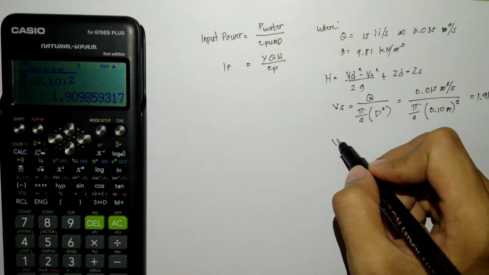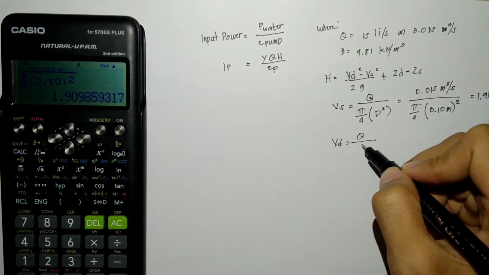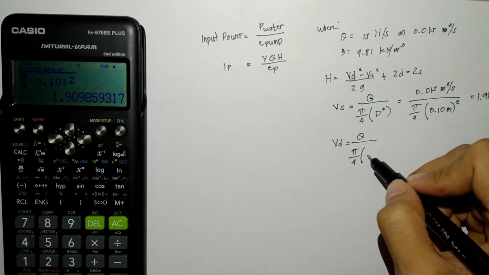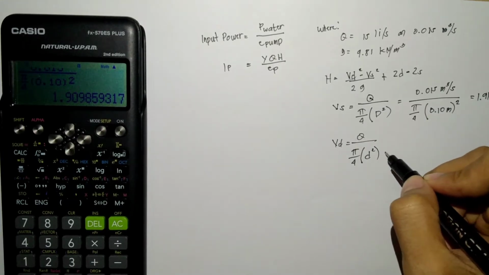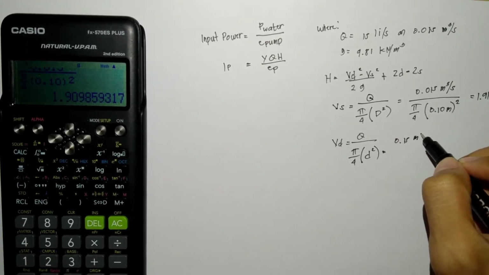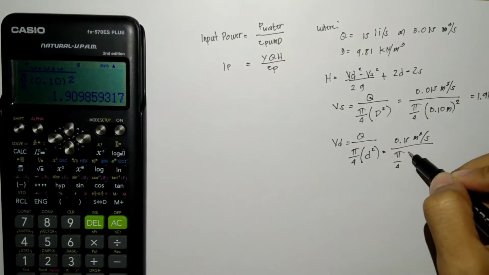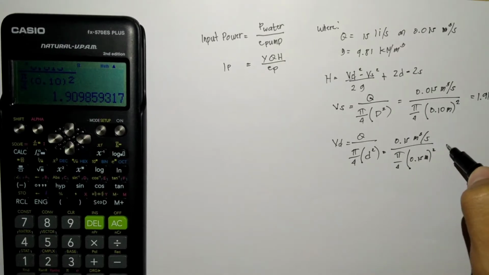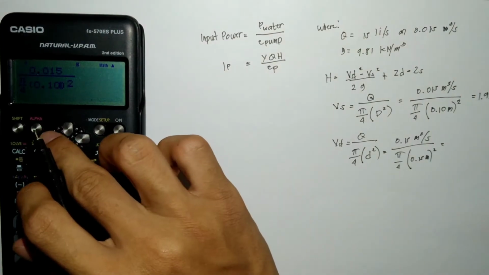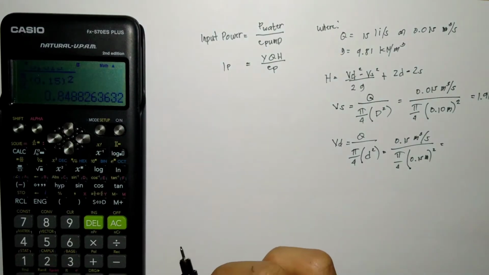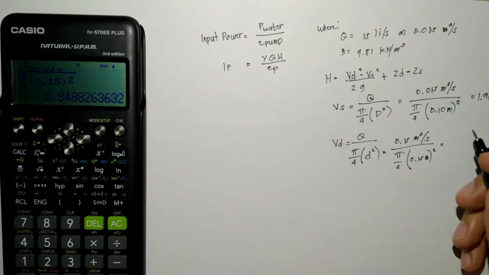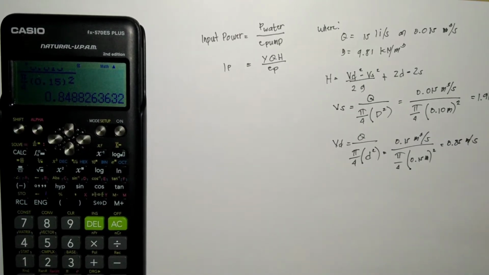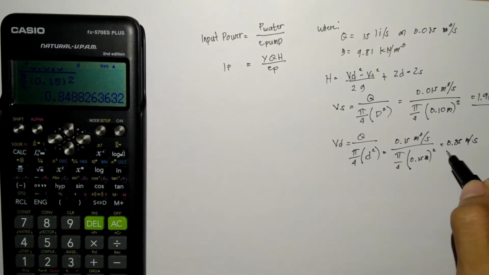So the Vd is equal to Q, same as before, over pi over 4 times the inner diameter squared. Substitute 0.015 meter cubed per second over pi over 4 times 0.15 meter squared. So we have 0.85 meters per second. So we have now the velocities.